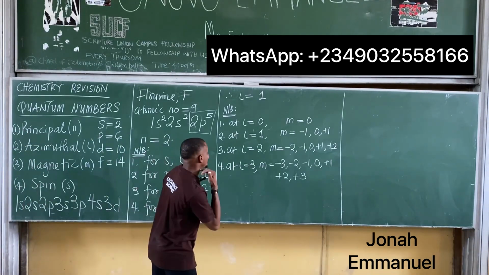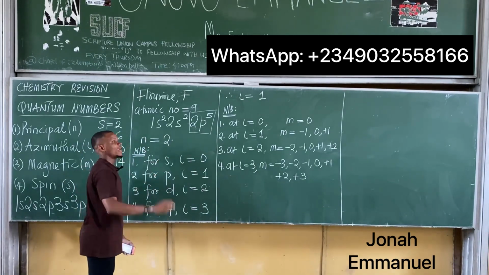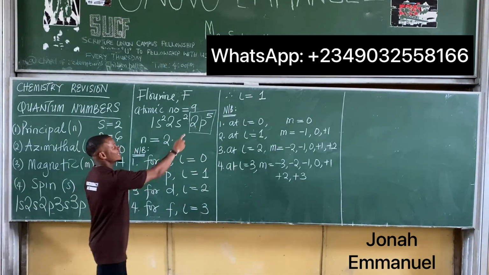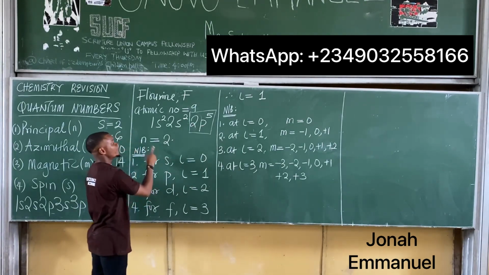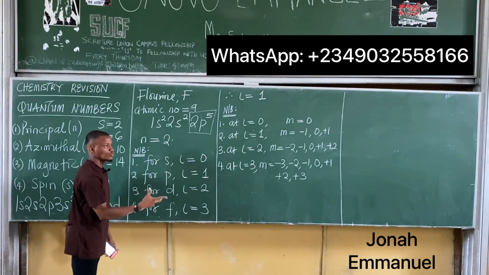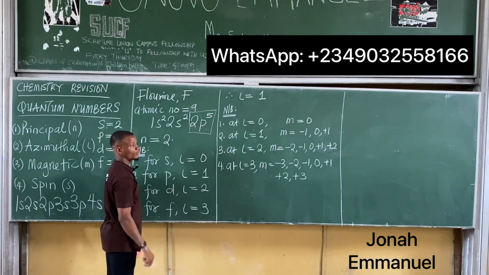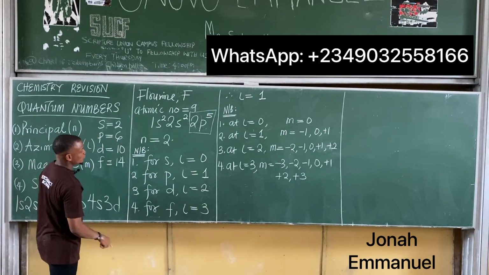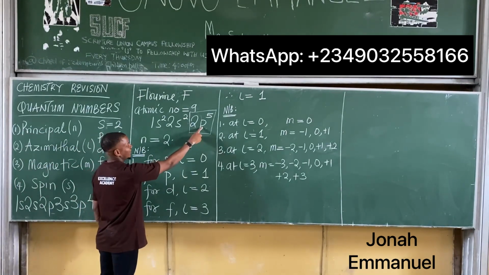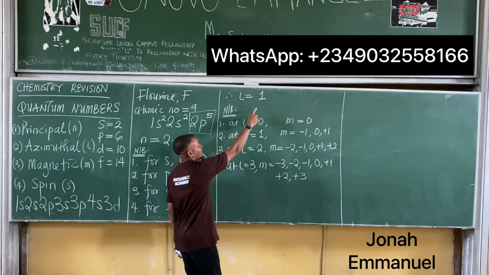All right, so I said your task is simple. Your first task is to get the SPDF configuration. Everything boils down to the last orbital here, 2p5. For 2p5, your principal quantum number becomes 2 because the coefficient of the last orbital is 2. That's all. Next up, after principal, your L. Since this is P, we said for P, L is equal to 1. So I have L as 1.